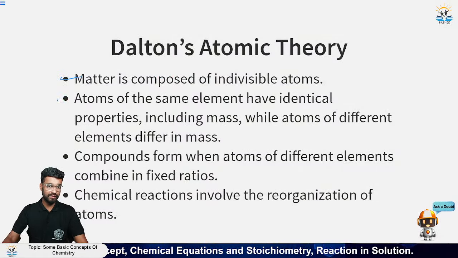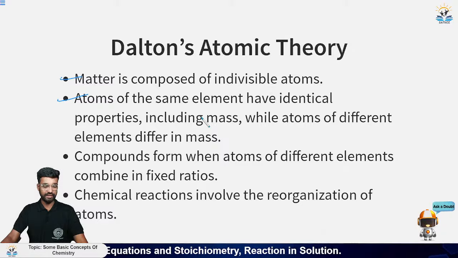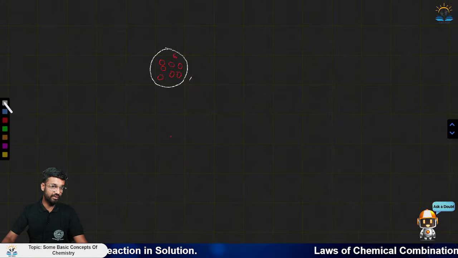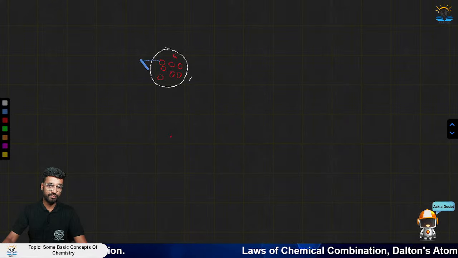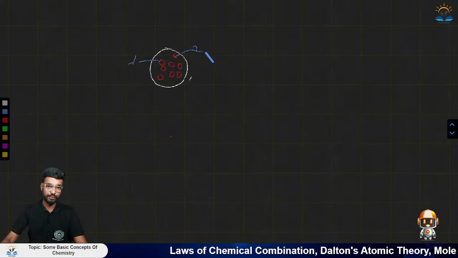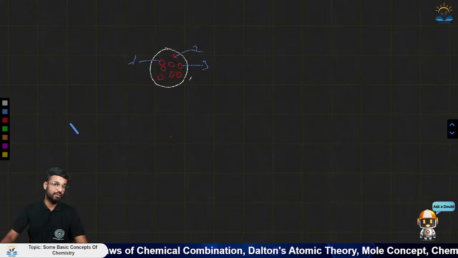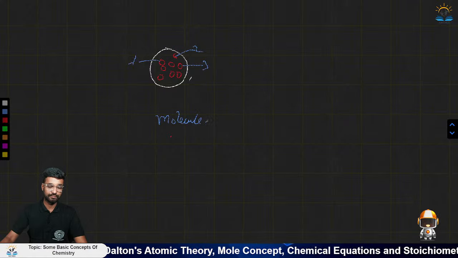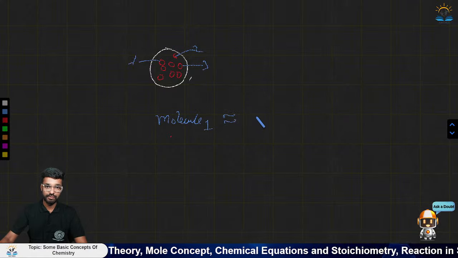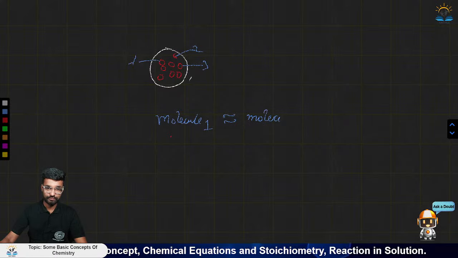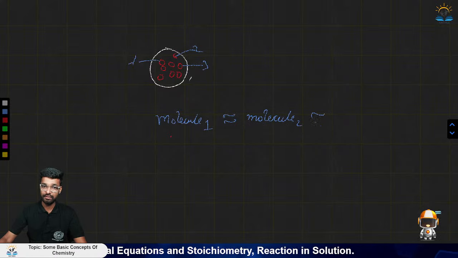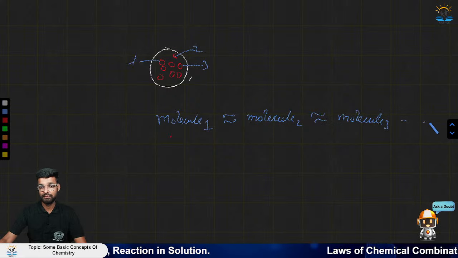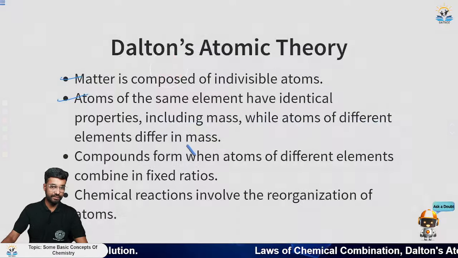The second point says that atoms of the same element are identical. Means suppose these atoms are named as 1, 2, 3, 4, and so on. So suppose this is 1, this is 2, this is 3. So Dalton's atomic theory says that atom 1 is identical to atom 2 is identical to atom 3 and so on. So this is the second point.